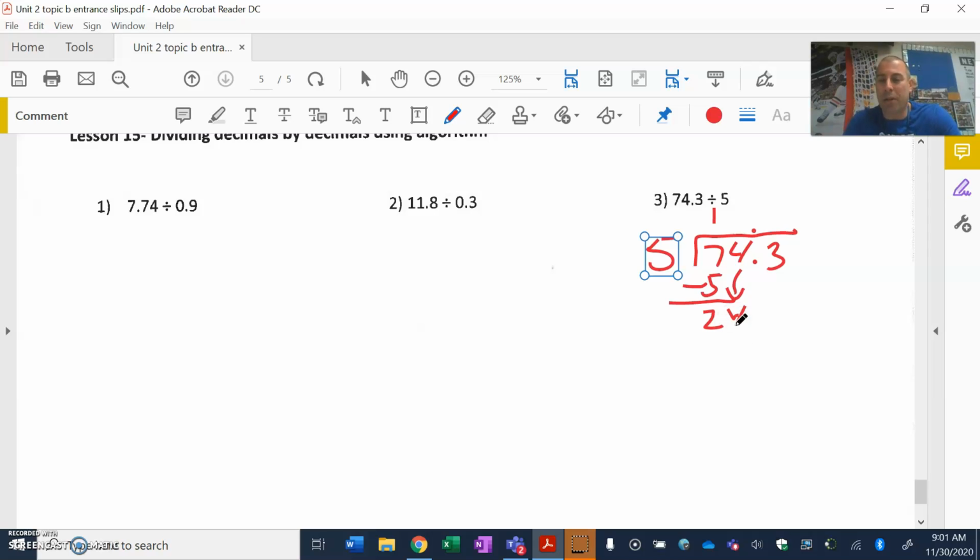How many groups of 5 can I pull out of 24? Well, if I use 5 of them, that gets me to 25. That's 1 too big, so it's going to have to be 4 groups. So 4 times 5 is 20. We're going to subtract, and we're going to bring down the next number.